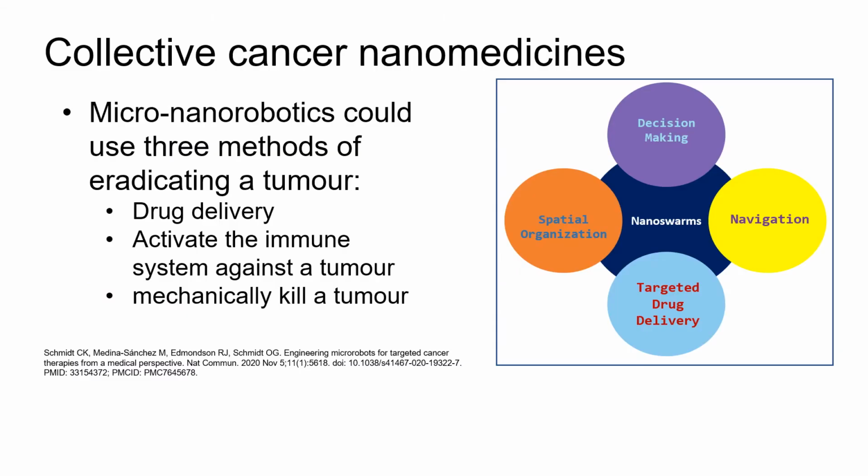Micro-nanorobots could use three methods for eradicating a tumour. So they could carry, deliver and release drug in a tumour, similar to current nanocarriers. They can indirectly eradicate a tumour by activating or stimulating the immune system against a tumour, similar to immunotherapies, or they can mechanically kill a tumour and induce tumour cell death.